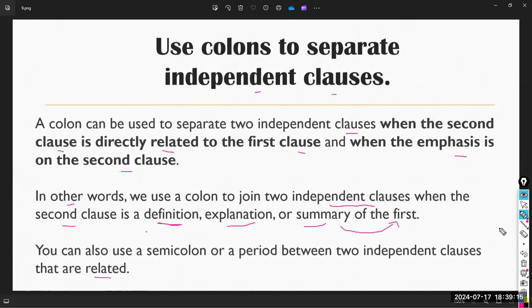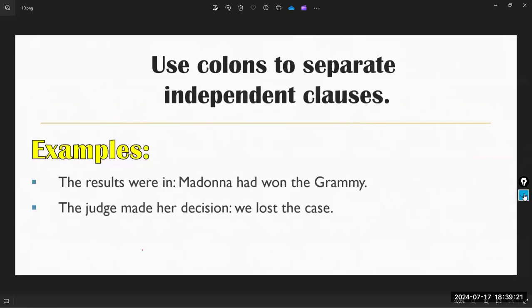So let's discuss this rule. Let me show you the next page and let me tell you what I meant. So we said that we have to use colons to separate independent clauses. Notice that the example is saying the results were in. What are the results? Colon, Madonna had won the Grammy. Okay? So notice this is an independent clause, this is an independent clause. So I can use a colon to separate the independent clauses, or let me say the clauses that have complete meaning.